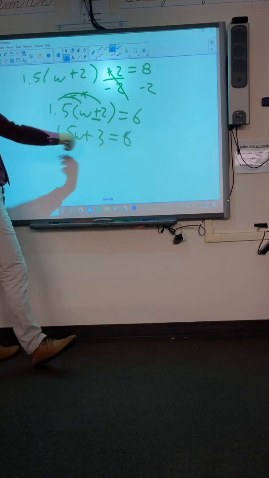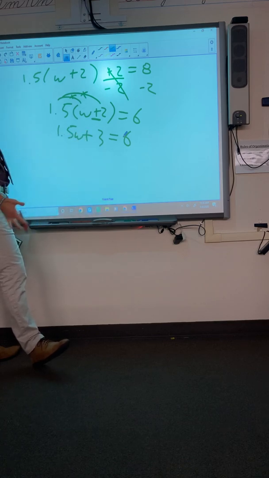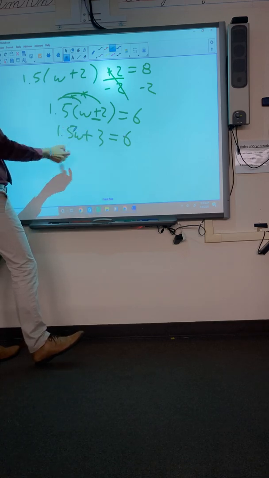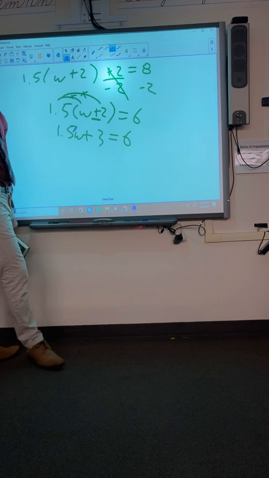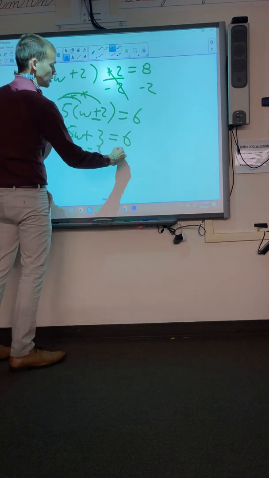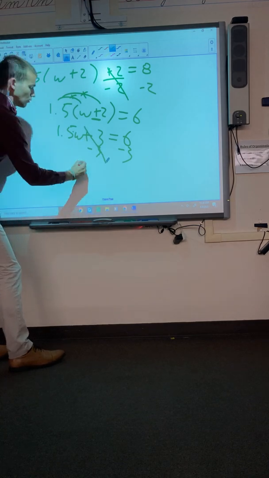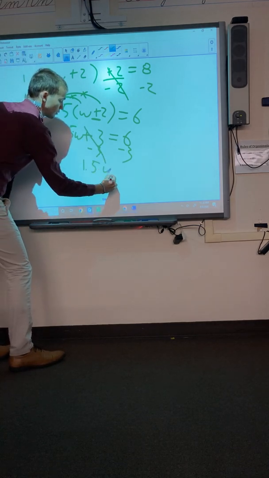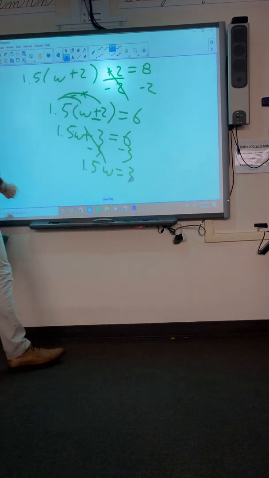Then what's the opposite, last thing being done to W? First you multiply by 1.5, then you're adding 3. So you undo the last thing that's being done to W. Subtract 3. 1.5 W equals 3.